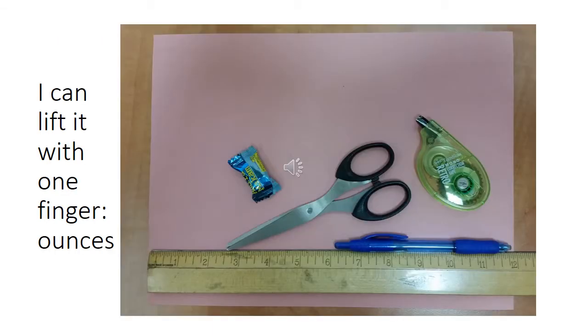Looking at the little tiny things first, basically if you have something that you could lift with one finger, you're going to use ounces to measure it. Okay, the scissors I can pick up on one finger, I'm not in any pain, so I would measure them in ounces. The ruler, again, I can balance it on one finger. It's easy, so I would use ounces when I'm measuring it.